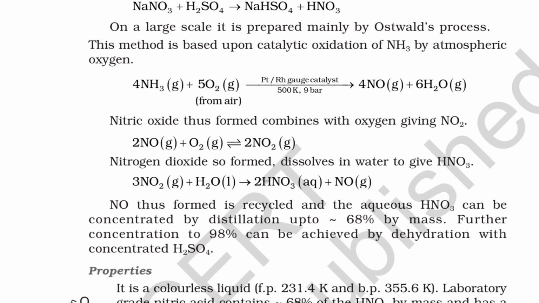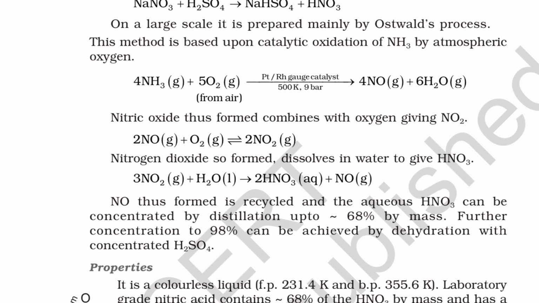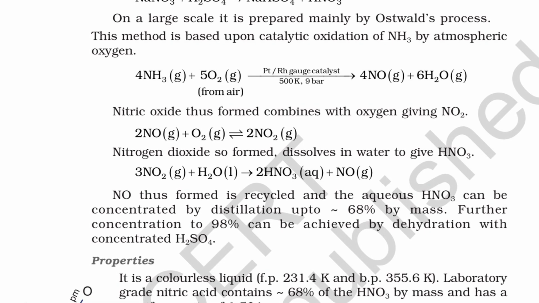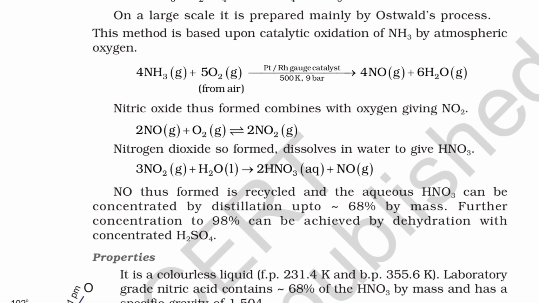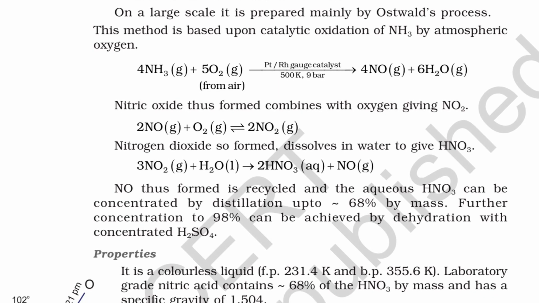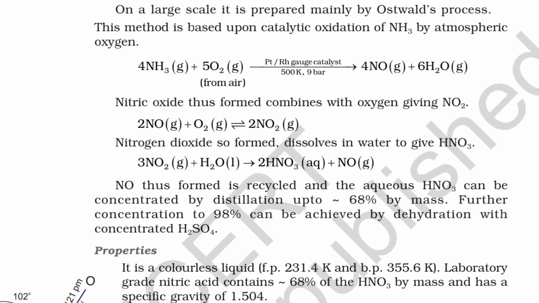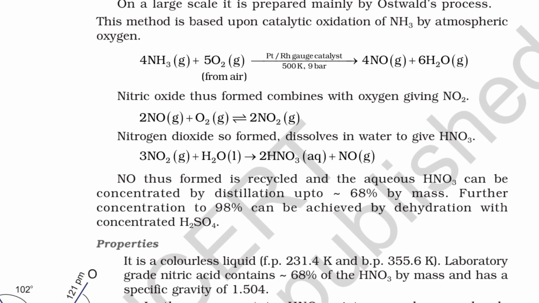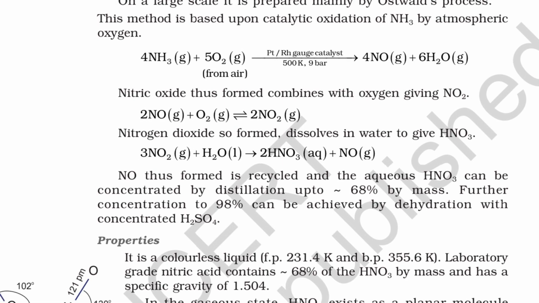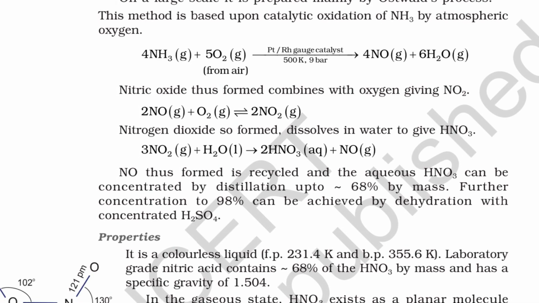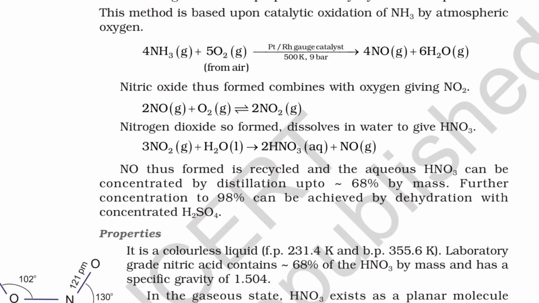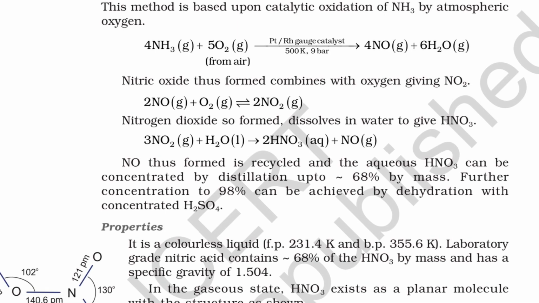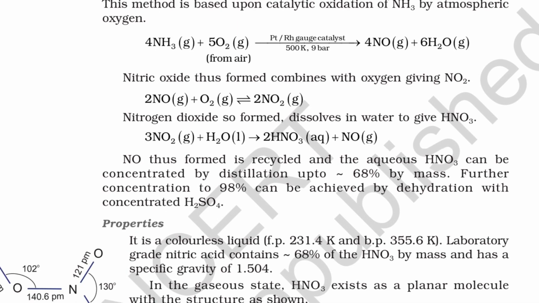Properties. It is a colorless liquid. Freezing point 231.4 Kelvin, boiling point is 355.6 Kelvin. No need to remember. Laboratory grade nitric acid contains 68% of HNO3 by mass and has a specific gravity of 1.504. In the gaseous state, HNO3 exists as a planar molecule with the structure as shown. Planar molecule, we know. Nitrogen with a dative bond to oxygen, one with OH, another with a double bond oxygen.